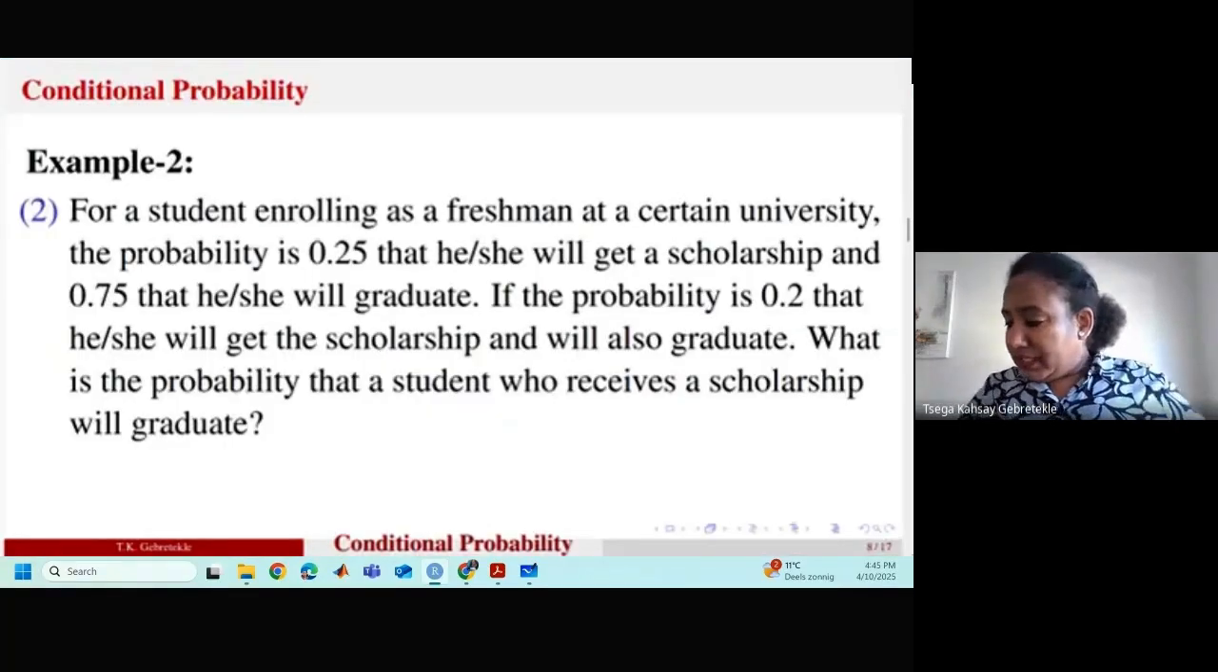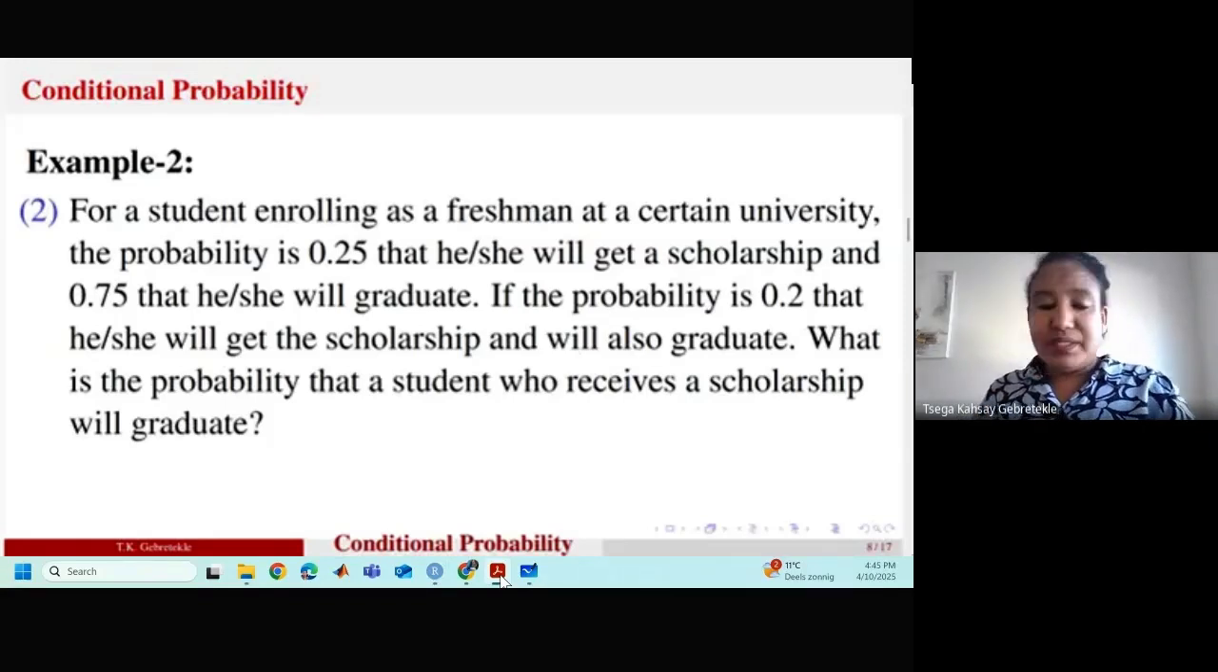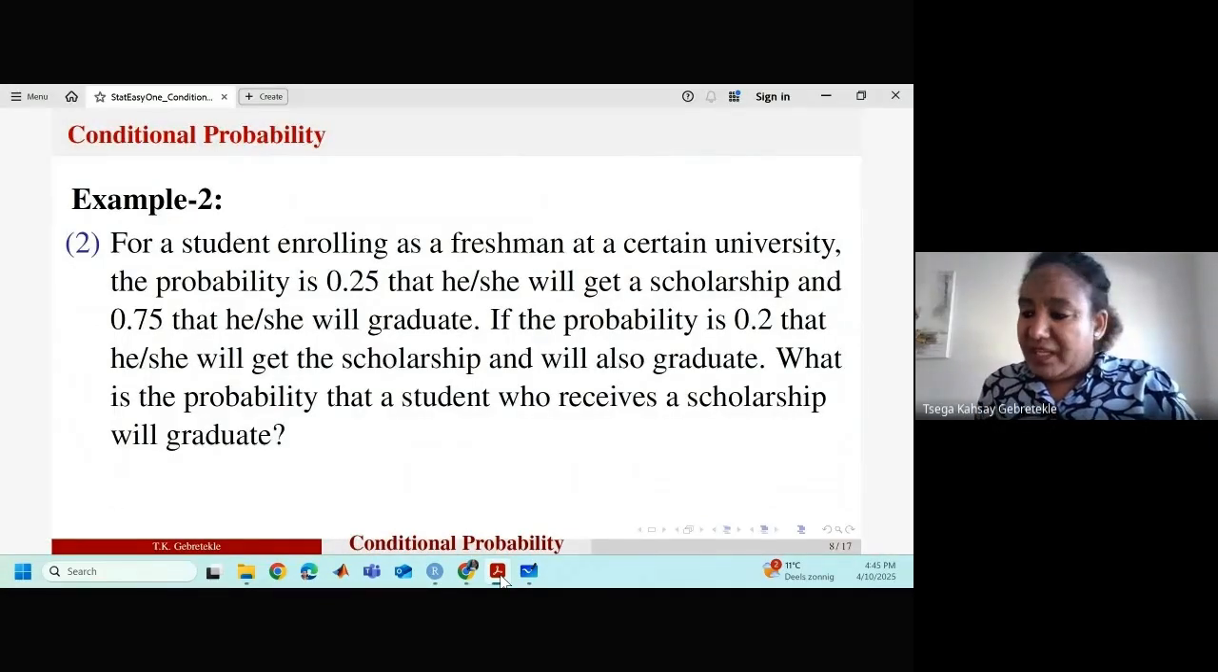Okay, now let's go to the next example. The next example is the following. For a student enrolling as a freshman at a certain university, the probability is 0.25 that he or she will get a scholarship and 0.75 that he or she will graduate. If the probability is 0.2 that he or she will get the scholarship and will also graduate, what is the probability that a student who receives a scholarship will graduate?